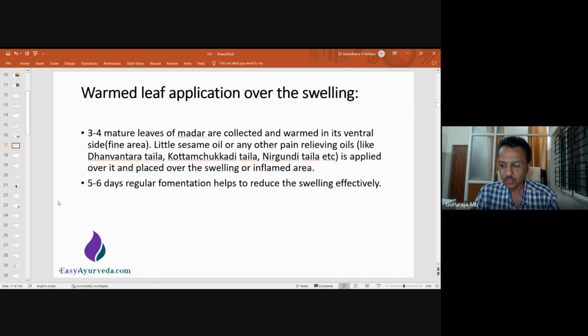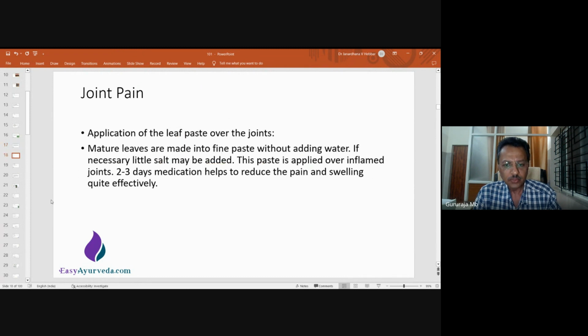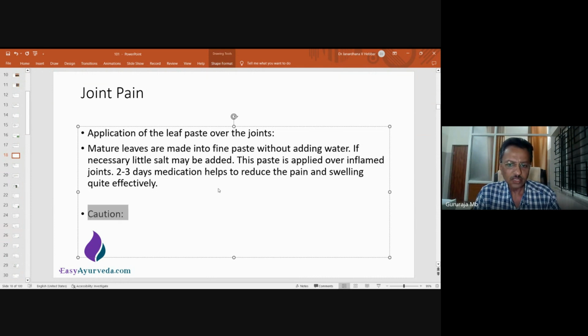Just like a hot Svedana or Upanaha with this, but you should take care that it should not hurt the skin because it has a very strong nature. And we should use it with caution about what type of people we can use it on. For example, if a person is of Pitta Prakriti, there may be chances of ulcerations also. So that needs to be taken care of.